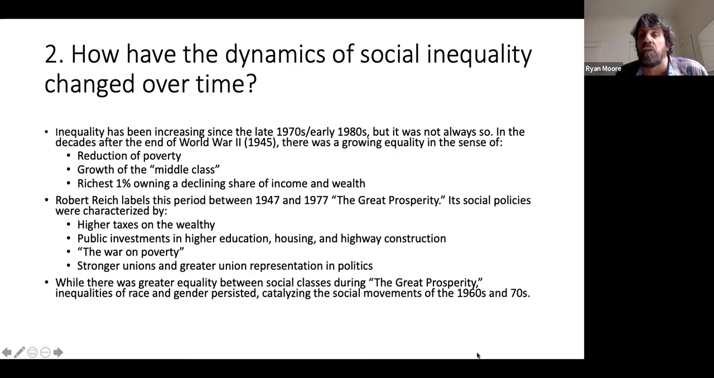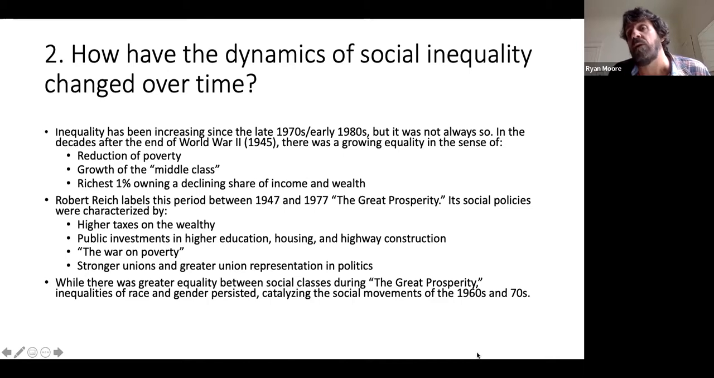So there was this growth of the middle class. There was this reduction in poverty. There was a growing equality. And a lot of that has to do with public policy. And a lot of that public policy was based on the fact that there was strong union representation, that many more workers were represented by unions.